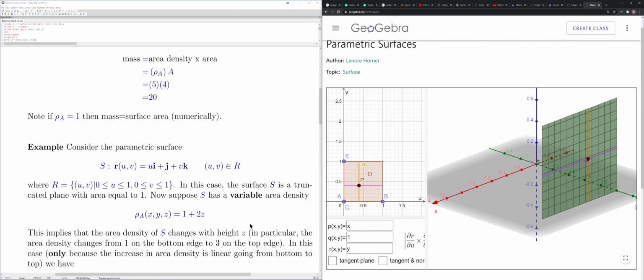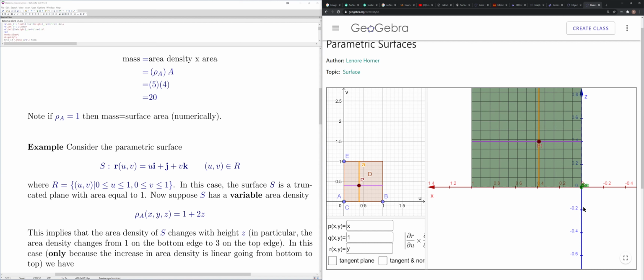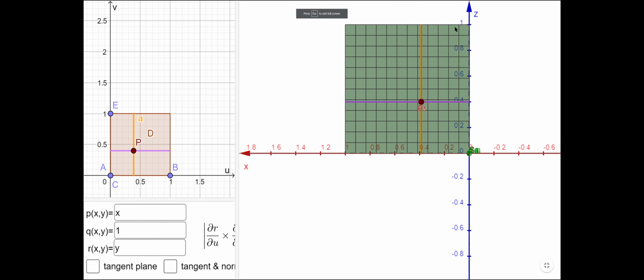So when z is equal to 0, which is down here, in particular on this bottom edge over here, this is where z is equal to 0. So on this bottom edge, your area density is going to be 1 plus 2 times 0, which is just 1. So on this bottom edge, the area density is 1. And on this top edge over there, that's where z is equal to 1. If you want, I can project this onto the xz plane, and you see that your top edge over here is where z is equal to 1.